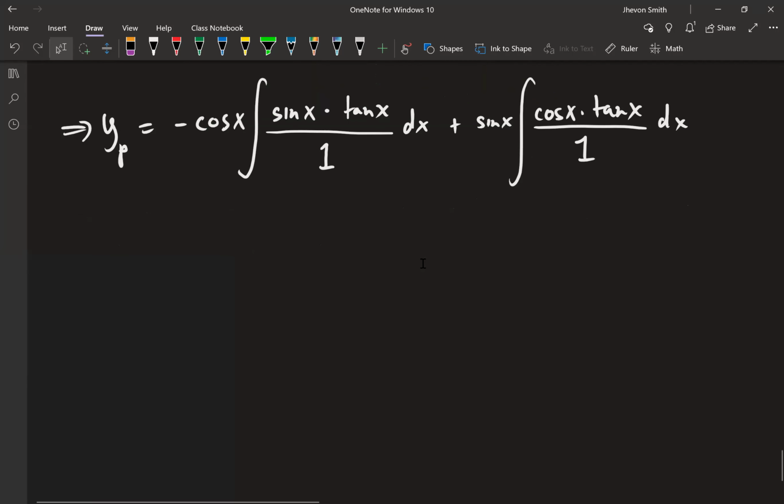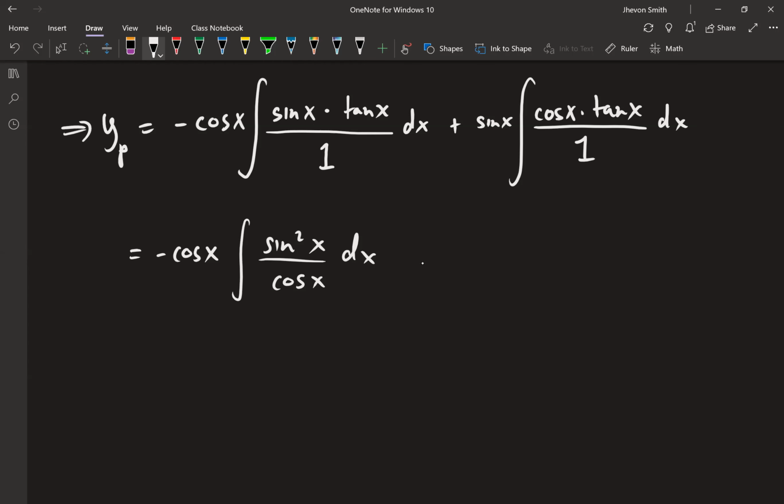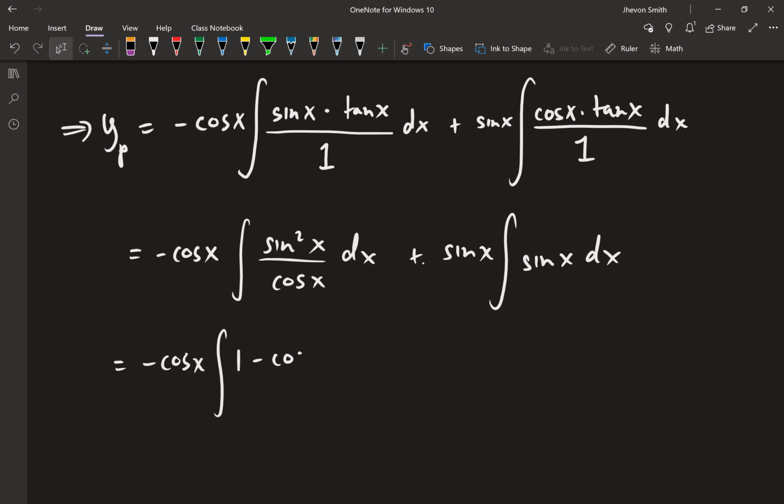So anyway, here, now we just literally do these integrals. So this is minus cosine times the integral of sine squared over cosine, because I just rewrite my tangent as sine over cosine, plus sine times the integral of, this is just going to be sine, because if I write tangent as sine over cosine, the cosines are going to be canceled and I'd be left with sine. Now, if I want to find the first integral, I would just think of the sine squared as 1 minus cosine squared.